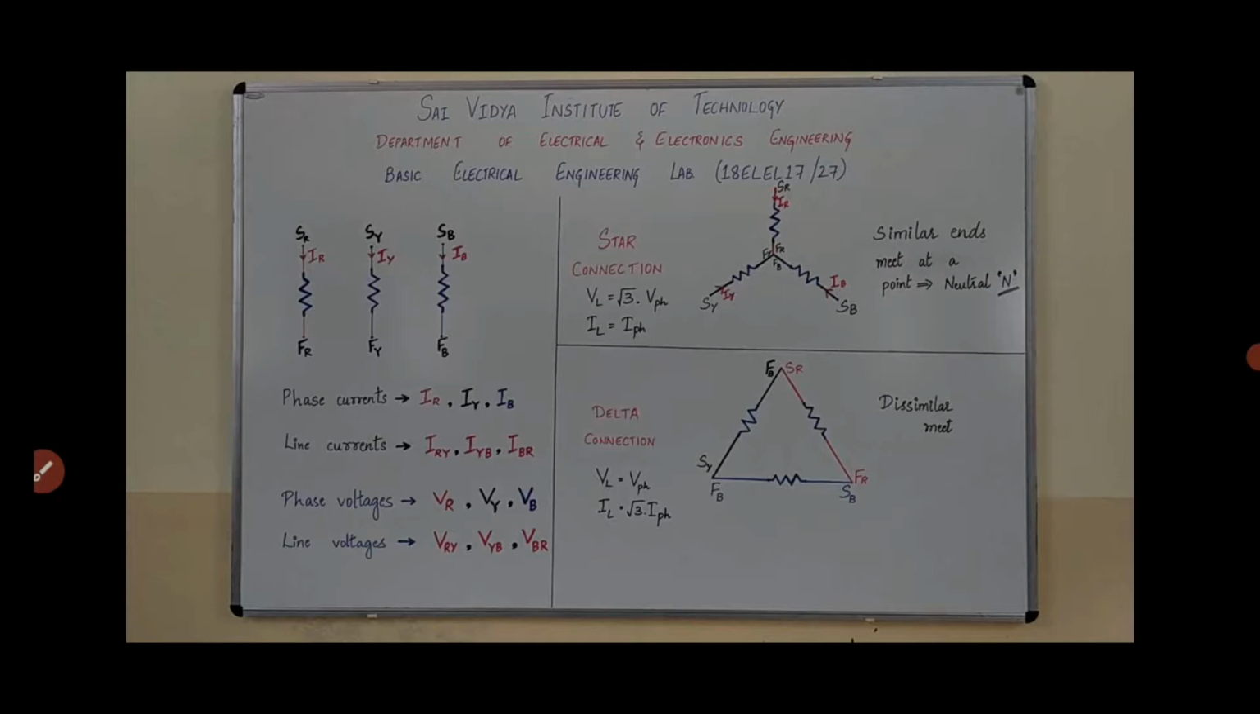Star connection is preferred for long distance power transmission. Means the line voltage is root 3 times the phase voltage, and IL is equal to IPH, means the line current is equal to the phase current. Line voltage is indicated as VL and phase voltage is indicated as VPH. Line current is indicated as IL and the phase current is indicated as IPH.